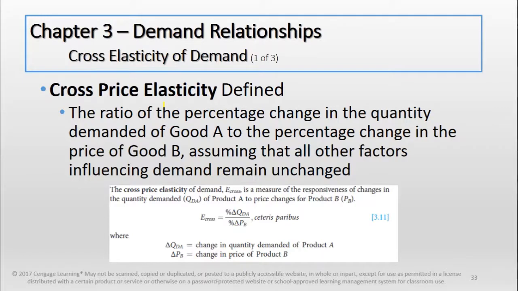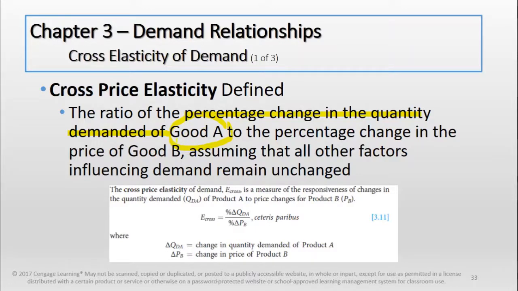Now, we have here the cross price elasticity. It is a bit challenging because you are dealing with two products, but as to the computation, it's basically the same. You are just taking into account the percentage change in the quantity demanded of good A to the percentage change in the price of good B, assuming that all other factors influencing demand remain unchanged.